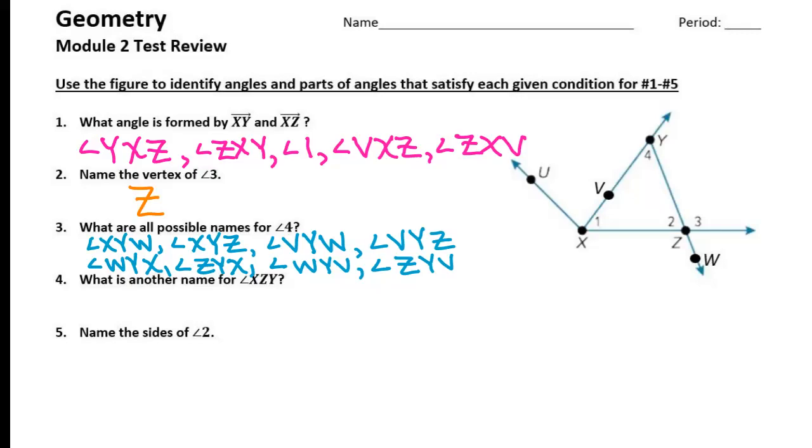What is another name for angle XZY? X, then over to Z, then up to Y. What's another name I could give that angle? We can call it angle 2, or I heard somebody telling me another name. YZX. Angle YZX.